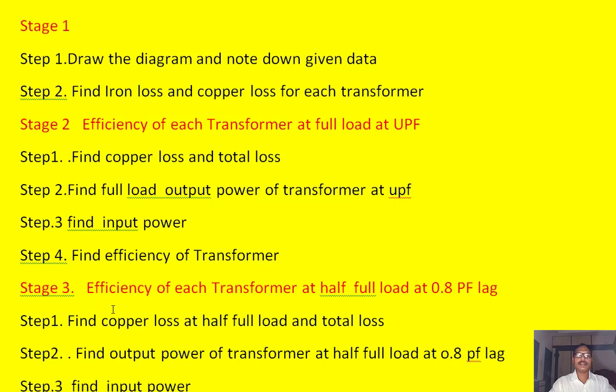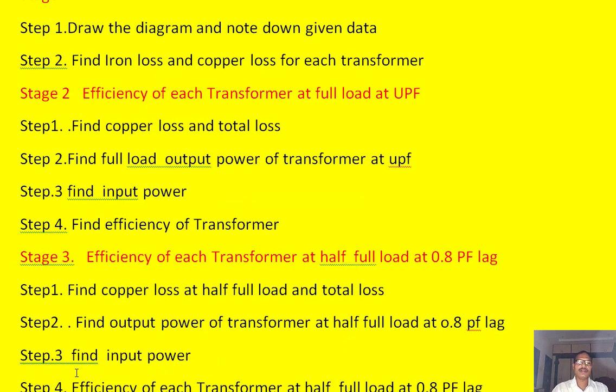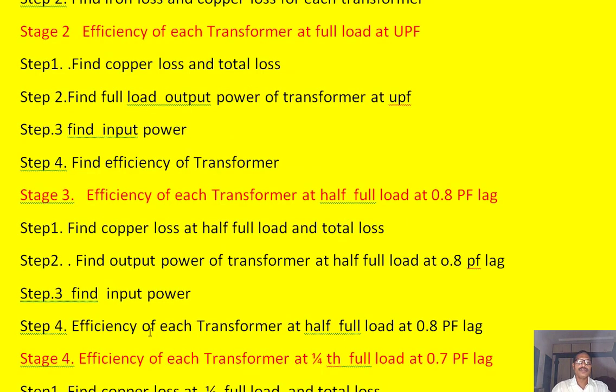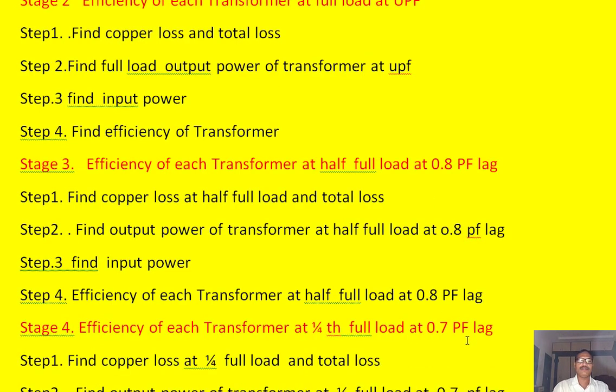Then stage 3 is a different case, that is he wants the efficiency at half full load and 0.8 power factor lagging. So corresponding to this half full load, we have to calculate the copper loss, and then the output of the transformer at 0.8 power factor, and then the input power, that is output power plus total loss. Next we calculate the efficiency of each transformer under these conditions, that is output by input into 100, which gives us the percentage of efficiency.